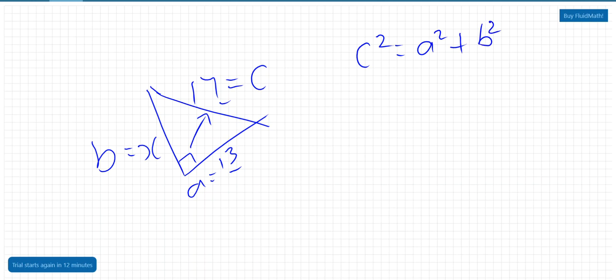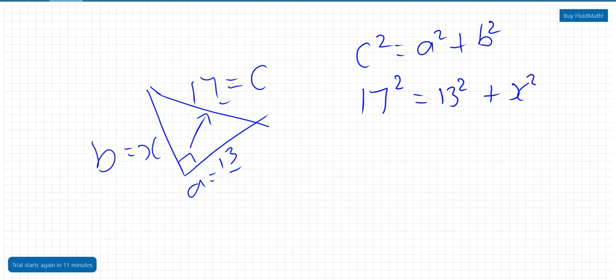Now, if you already know how to do this without having to rearrange it, that's fine, the shortcut way. But we're going to do it the long way just to make sure we're okay. So C is now 17 squared. So be careful, it's 17 on this side. Equals A is 13 squared plus B, which is X squared. And we are trying to find X.